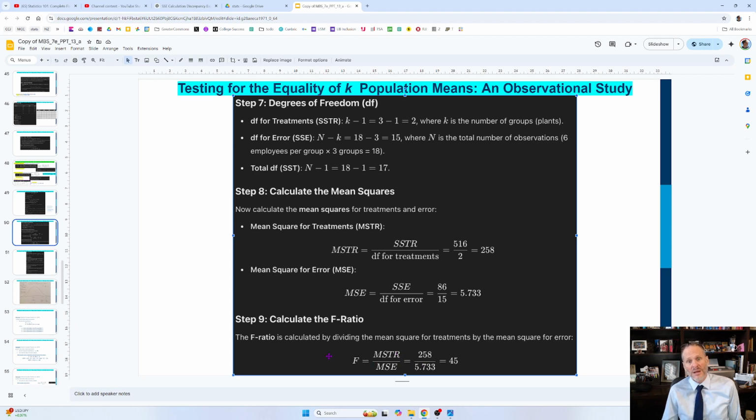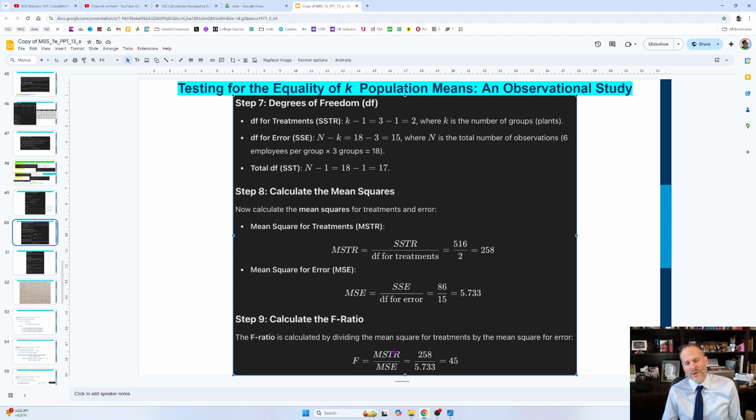And that's what I want you to be able to do when you see MSTR, SSTR, or MSE and SSE. I want you to know which one is between the treatments. It's the mean of each treatment, the difference from that mean to the overall mean of all the data, which is between treatments, and which one is within treatments. So I was going to pause the video, but now the blower is quieting down, so let's keep going.